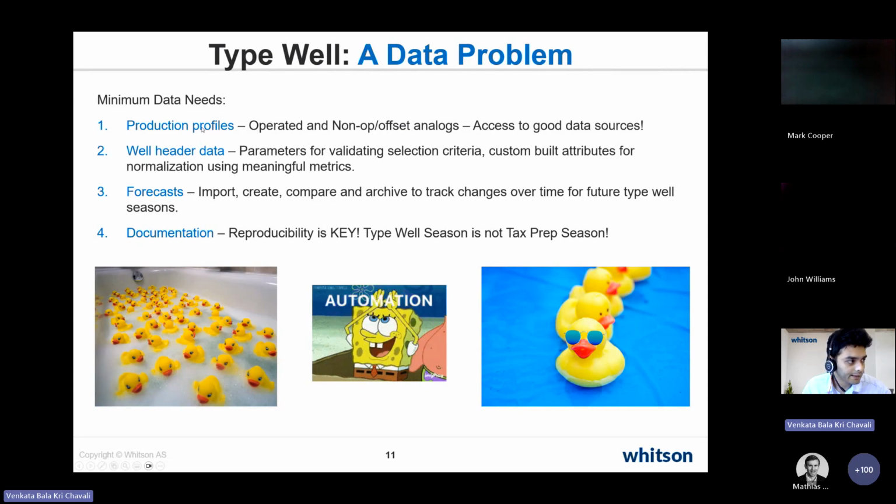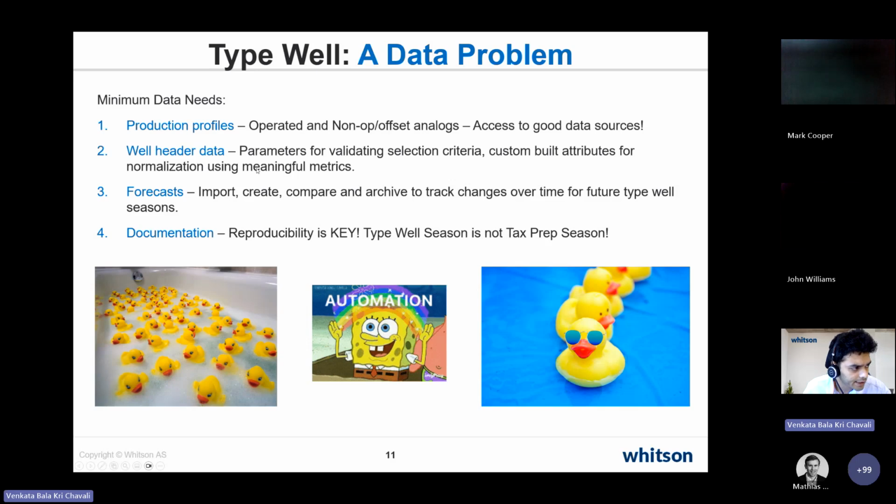So the minimum data needs, when you're going about this exercise, are your production profiles, and that means production profiles for your operated wells, your non-op or offset analogs that you're including in the type wells, and maybe access to good data sources, even if that's public, right? We have great import interfaces to public data sources, so you can use one of those. Some of it's been covered in the presentation earlier with Rahul.